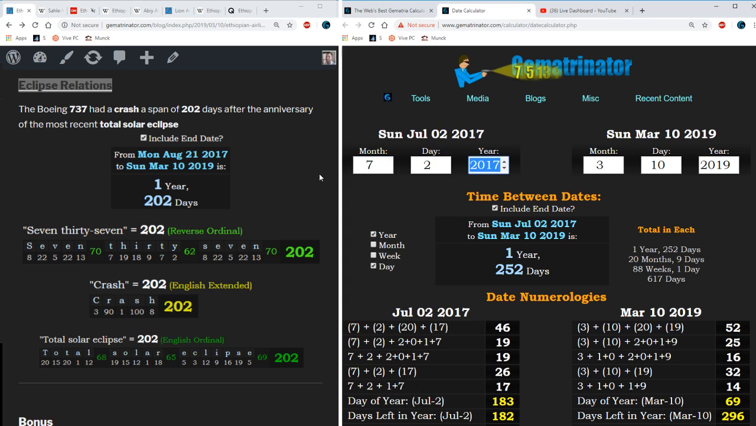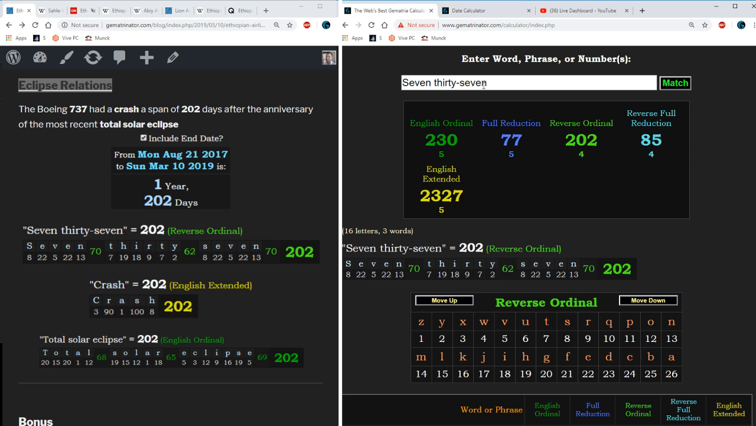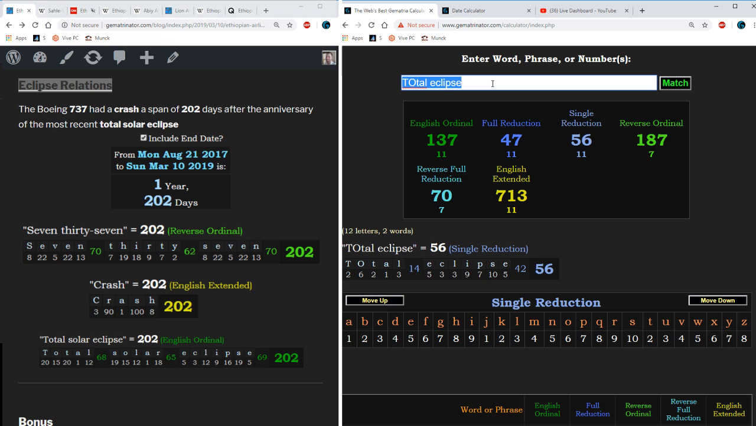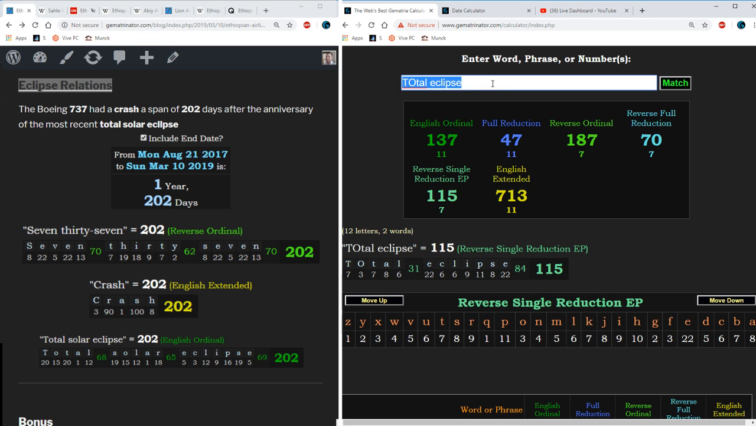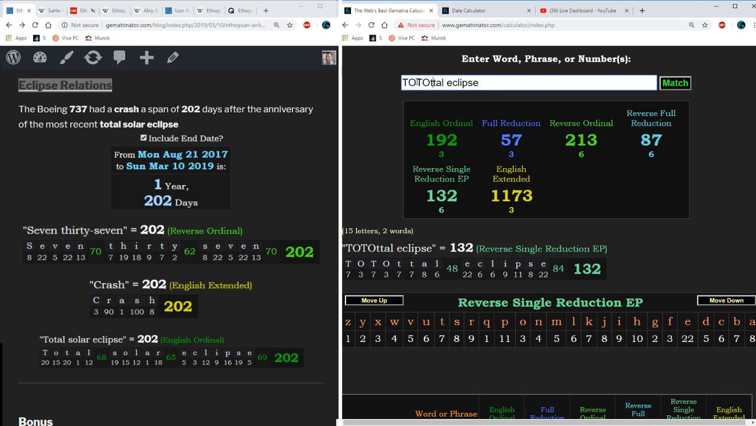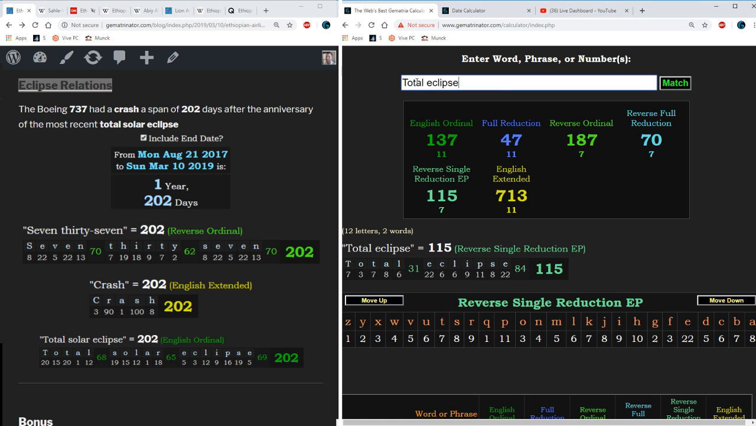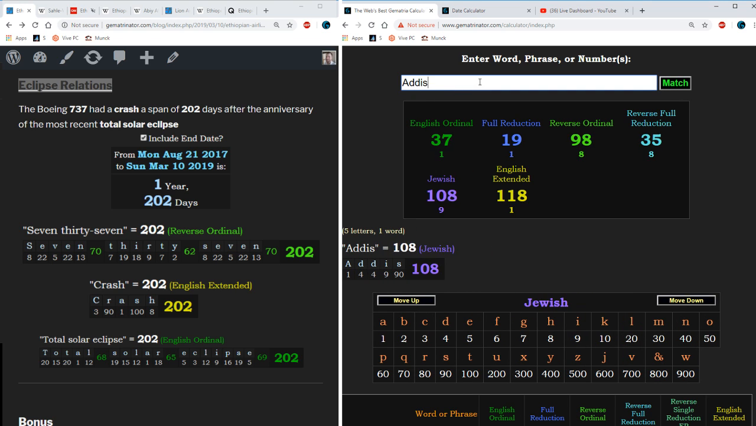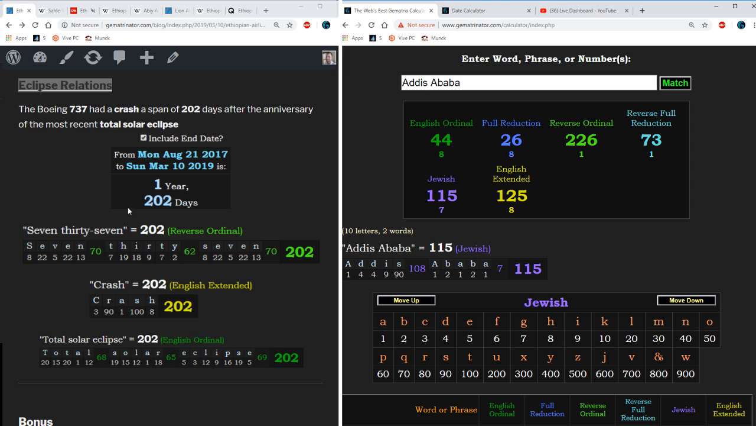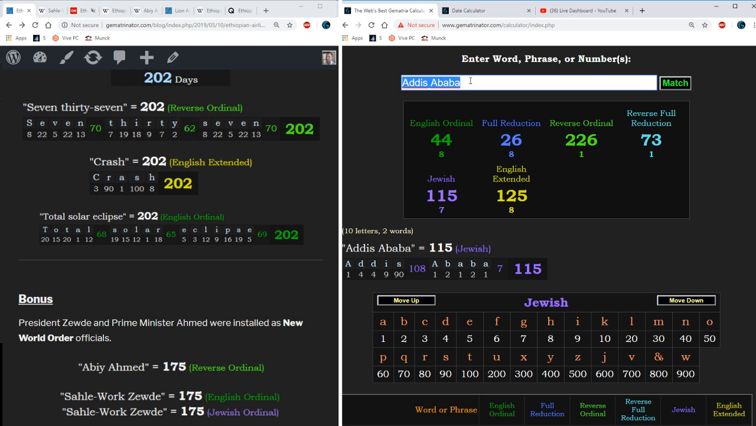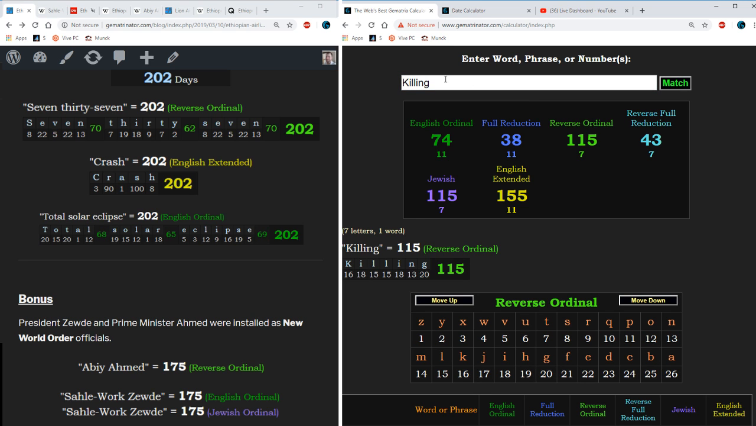So that was the most recent eclipse, 202 days after the anniversary. If we instead look at the next total solar eclipse, we find it's 115 days. And if I'm not mistaken, total eclipse equals 115 with all reduction exceptions. And in Jewish gematria, Addis Ababa equals 115. In that same method, killing equals 115. Killing also equals 115 in reverse.